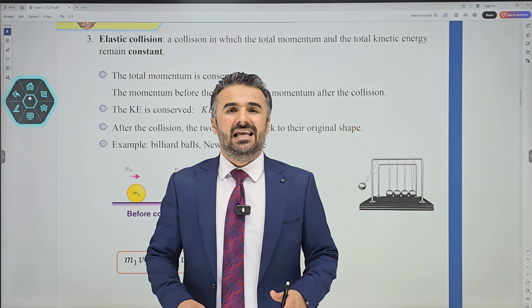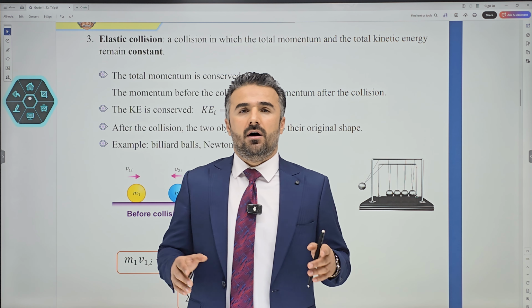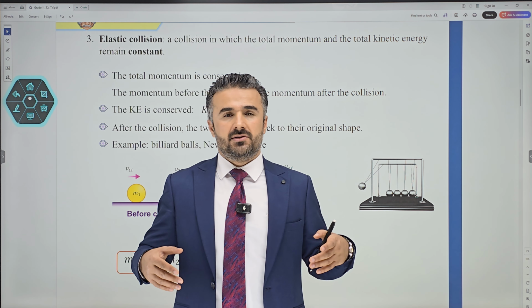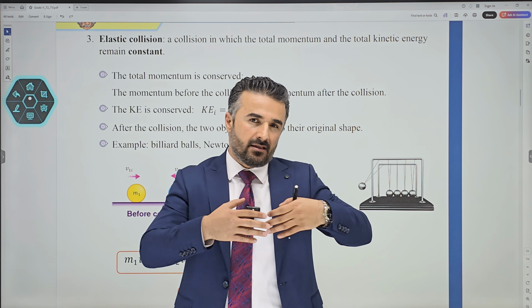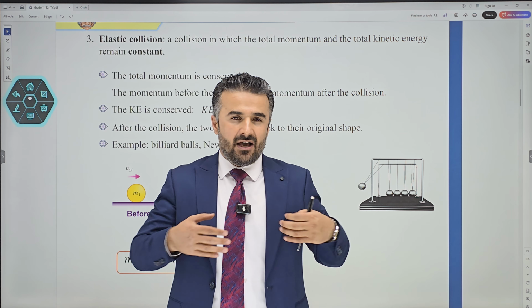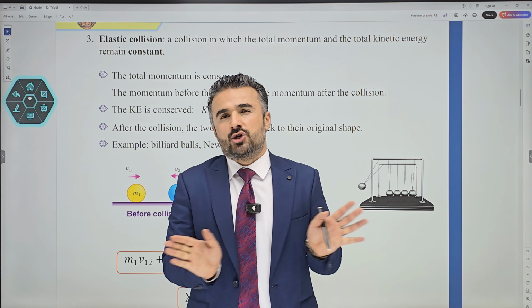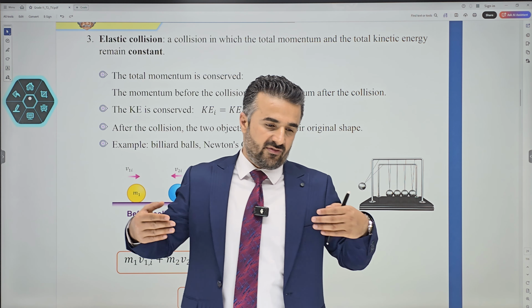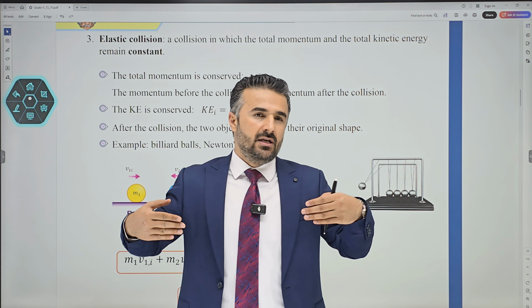Why? Because in this type of collision, objects are going to collide, and then after the collision, they're going to rebound. What exactly is rebound? After they collide, they're going to change their direction. For example, if one of the objects was going to the right, now after the collision it is going to go to the left. That is what we mean by rebound here.